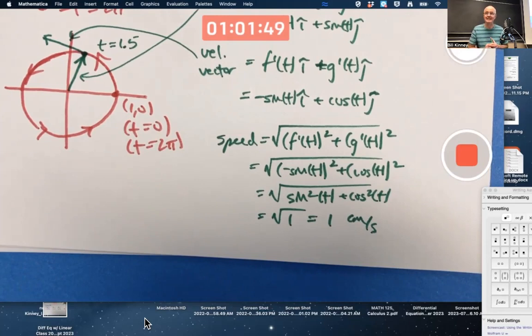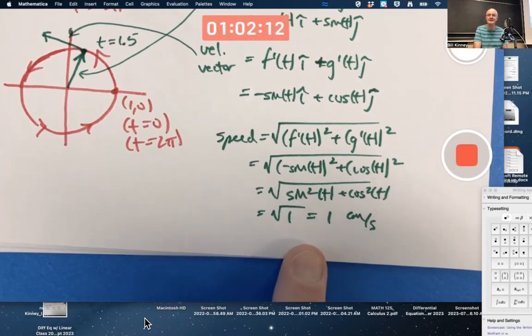Does that make sense? The bug is traveling around the unit circle, 1 rotation counterclockwise in 2 pi units of time. But what's the circumference of the unit circle? 2 pi. Distance traveled 2 pi divided by time elapsed 2 pi is 1. We could figure out this constant speed another way.